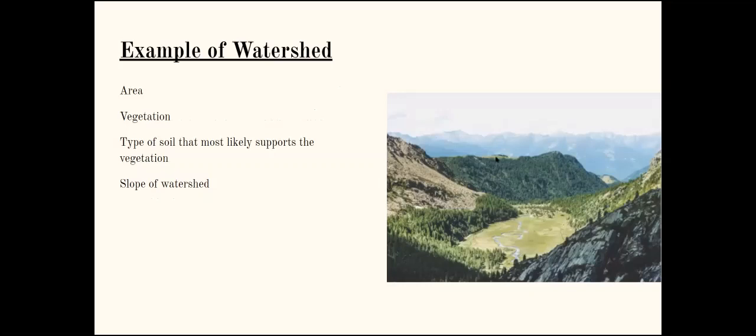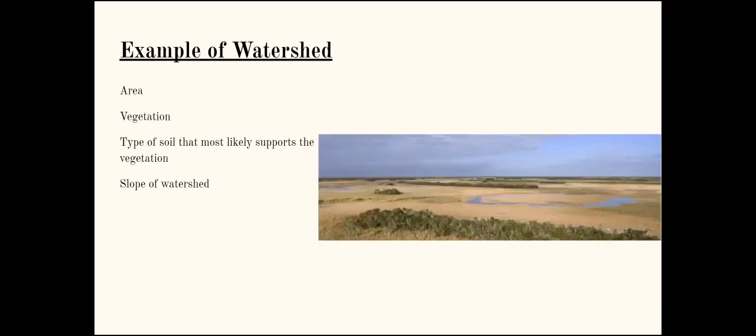Now compare this to the one on the next slide. Even though this might not look like it from our cartoon images, this is also a watershed because it is a source of water that's refilled. And so you have a much wider plain, a much lower slope, and different types of vegetation here. But again, this is an example of a watershed.